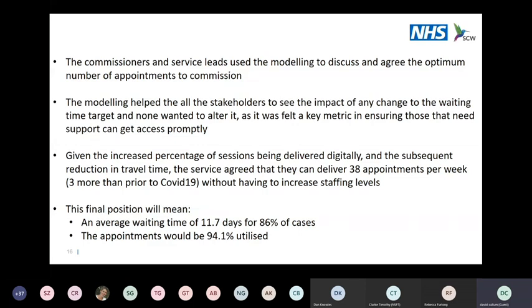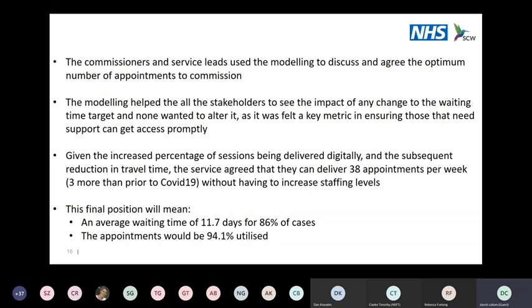Given the increased percentage of sessions being delivered digitally and the subsequent reduction in travel time, the service agreed that they can deliver 38 appointments per week, 3 more than prior to COVID-19, without having to increase staffing levels. So the reduction in DNA and the improved efficiency, which comes from people working from home and online rather than whizzing around in cars and on their bikes, means that they've levered in additional capacity.